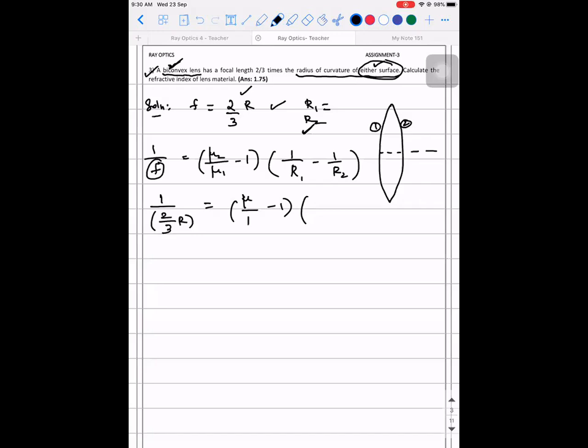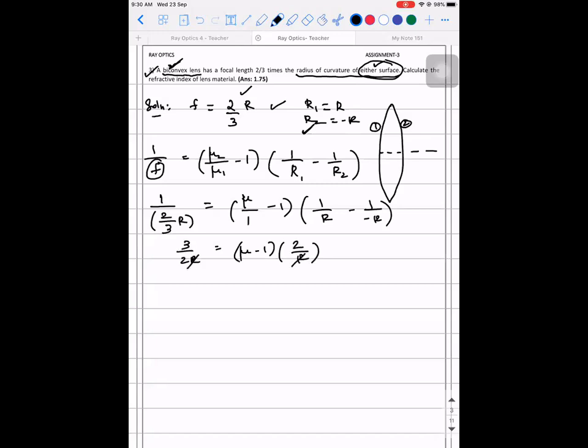R1 is equal to R. R2 is equal to minus R. You're doing the same mistake again. Oh, sorry, you're right, I was wrong. So R1 is R, R2 is minus R. So 1 divided by R minus 1 divided by minus R. So this will be mu minus 1 into 2 divided by R is equal to 3 by 2 times R.